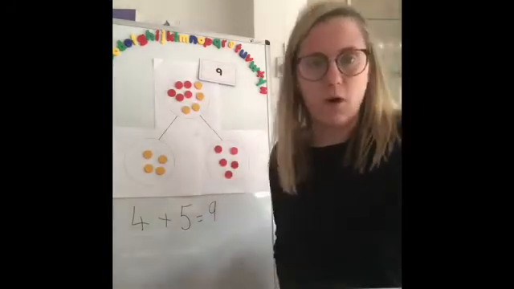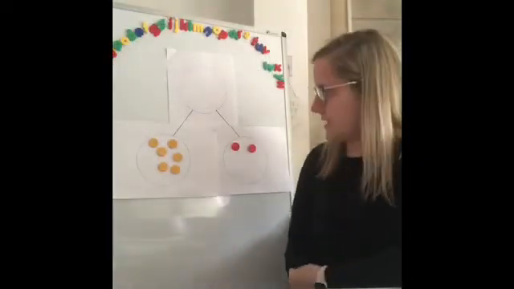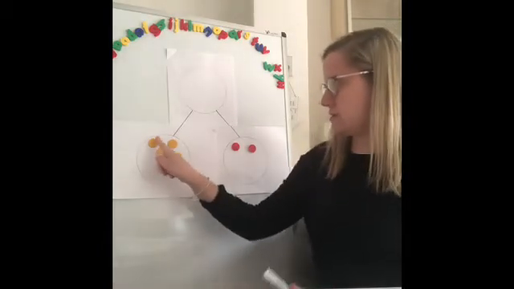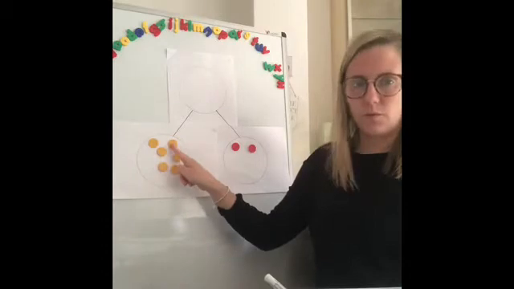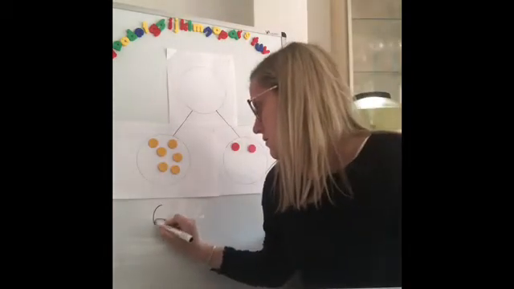That's how we use the part whole model. We're just going to do one more of those. Okay, so we've got a different setup on our part whole model now. So if you can help me count the yellow ones. 1, 2, 3, 4, 5, 6. So we've got 6 yellow.